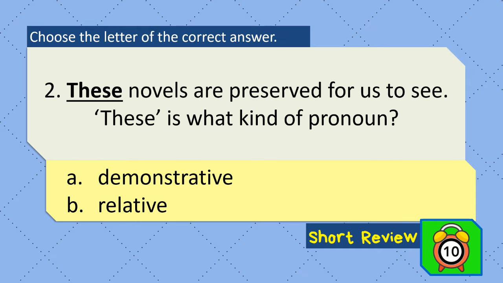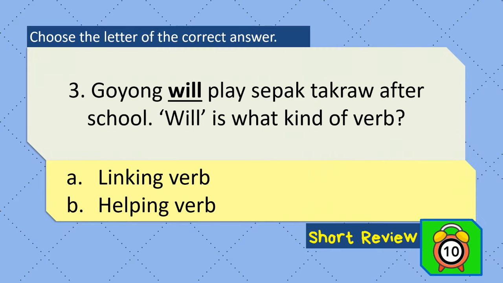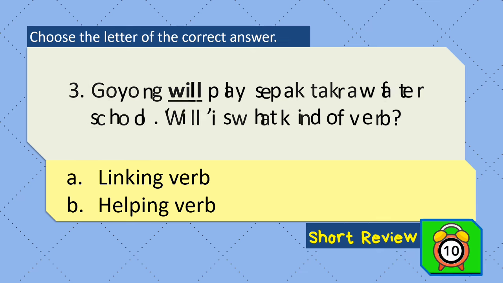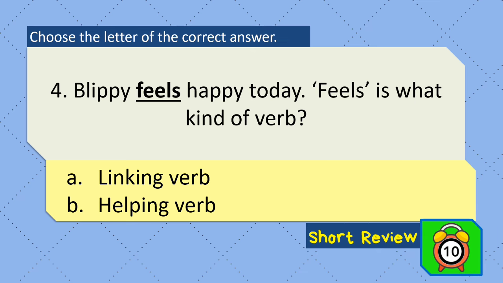Number 2. These novels are preserved for us to see. This is what kind of pronoun? Number 3. Goyong will play sipak-takraw after school. Will is what kind of verb? Number 4. Blippi feels happy today. Feels is what kind of verb?